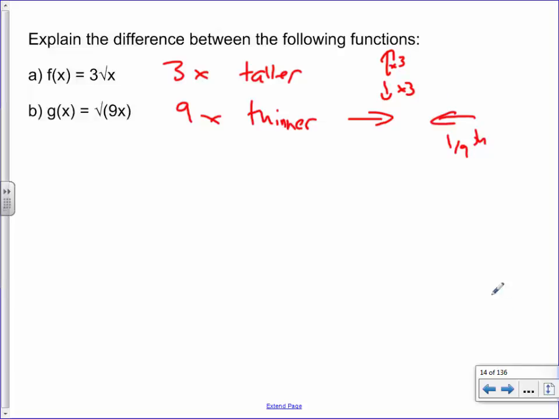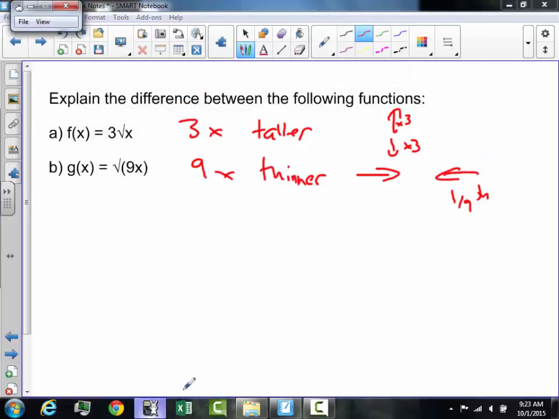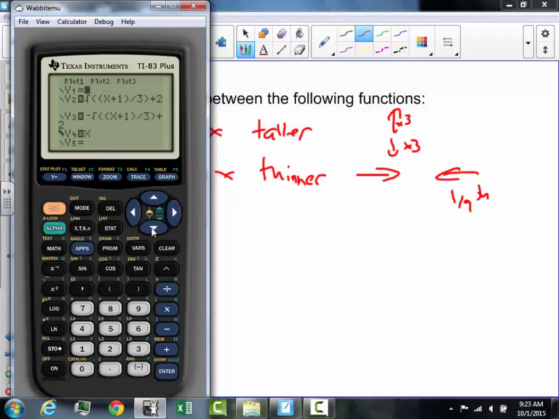Okay, I want to graph both of these things on a calculator now. So make one of them be a 3, then square root your x. And then make the other one be the square root, and let's make it 9x. And I'm just going to bold the second one just so I can see them. Okay, so maybe watch my calculator. Here is the first one. That's 3 times taller. Here's the second one. It's 9 times thinner. What do you notice?